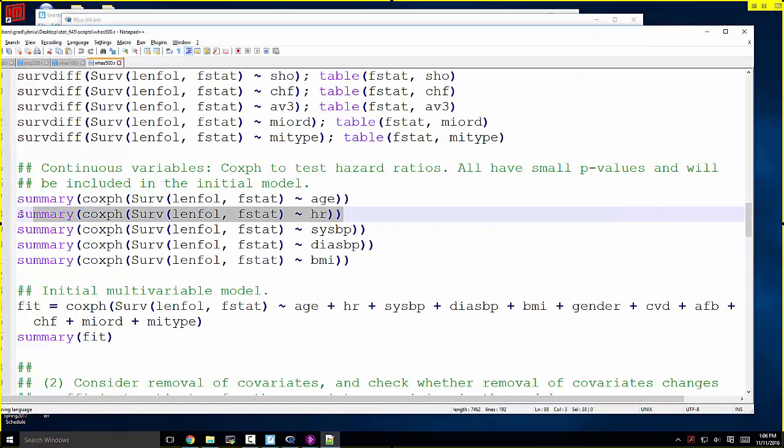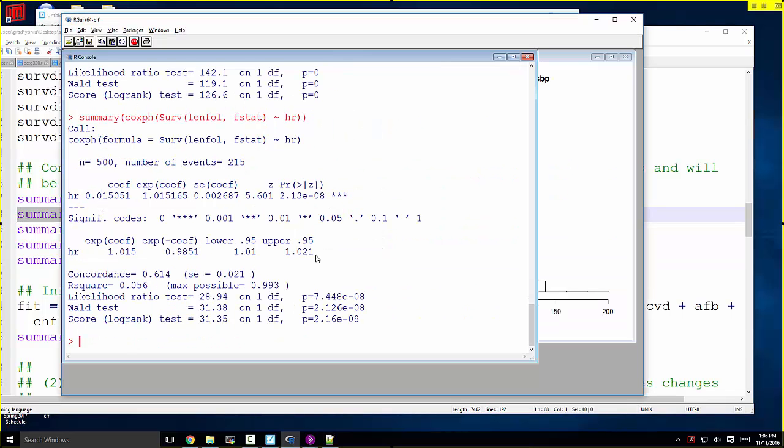How about heart rate? Another tiny p-value. Confidence interval goes from 1.01 up to 1.021, which is not a very big effect.